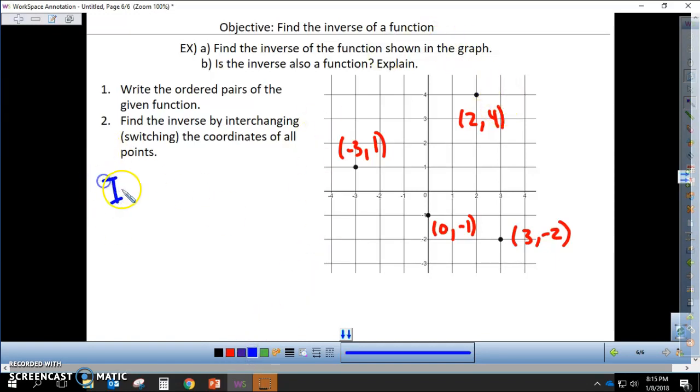So the inverse, right? So here's our inverse. Our inverse will now be 1, negative 3, right? 1, negative 3, so that is here.